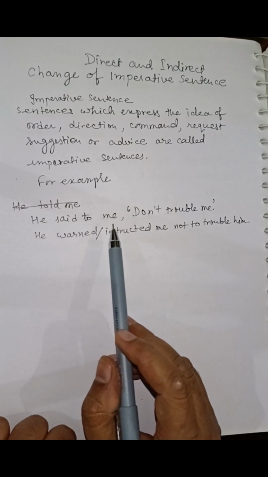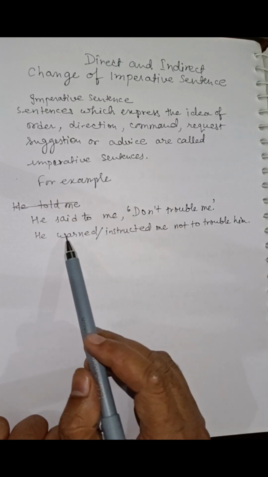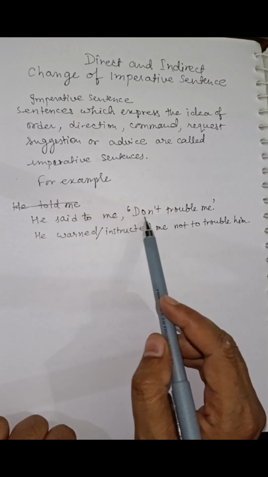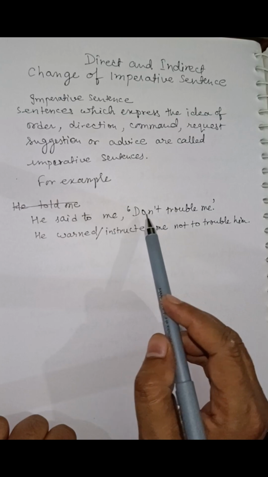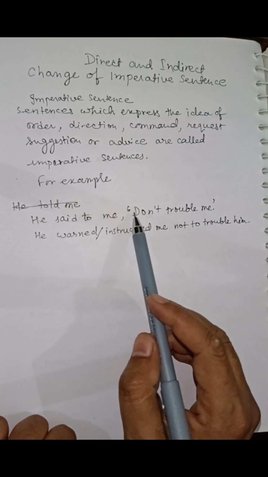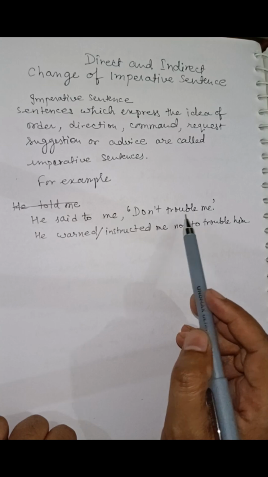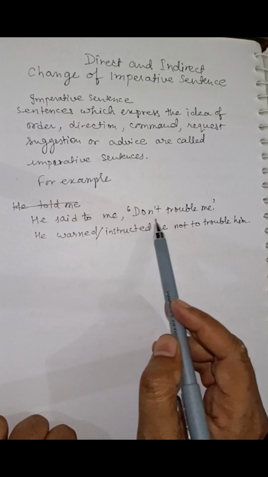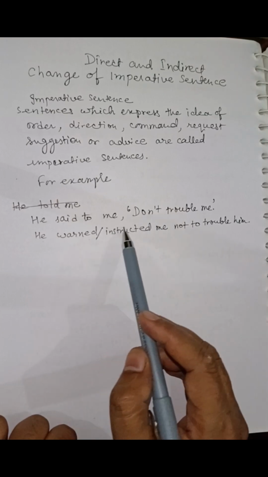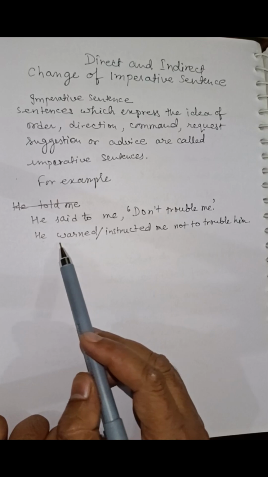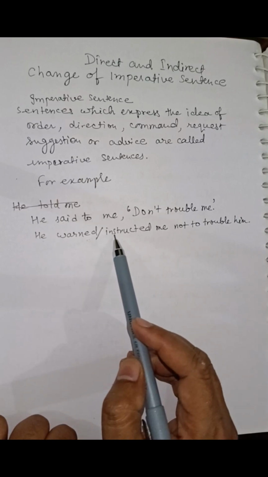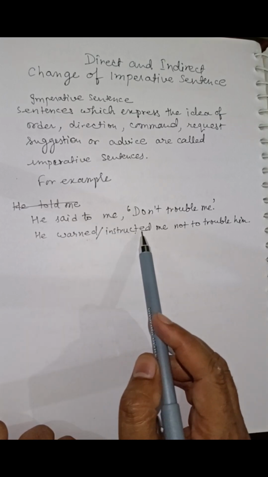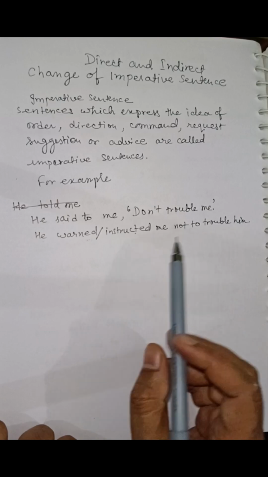He said to me, don't trouble me. So said to will be changed according to the tone of the sentence, whether it is an advice, a warning, an instruction, or a command. Accordingly, we'll be using the word here like he warned, since it is some kind of warning, or it may be taken as an instruction also. So we can write either warned or instructed. He warned or instructed me not to trouble him.